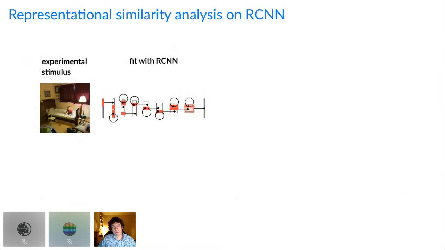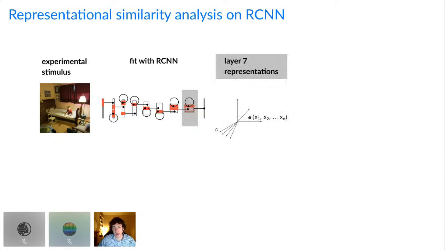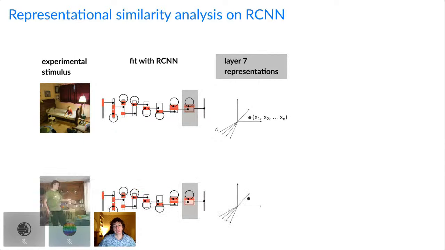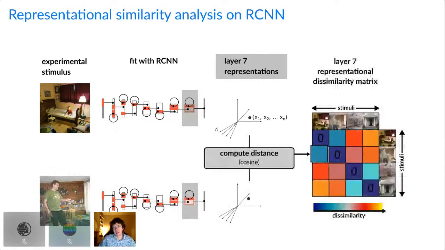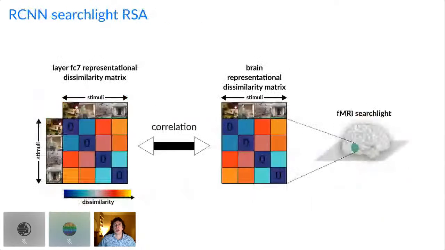So we're going to do the same RSA trick. We're going to send our stimulus through this RCNN, and for a given layer and a given time point, we'll have some unit activations, and we can compare the unit activations for different pairs of images. It gives us a distance between the representational patterns for a given image in a given layer at a given time point. And we're going to compare these RCNN RDMs to our fMRI Searchlight brain RDMs.